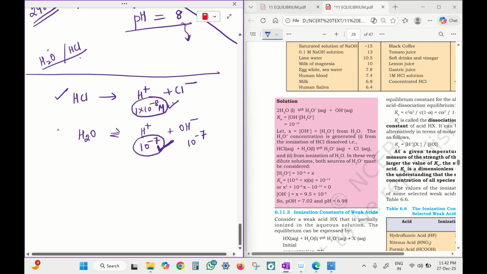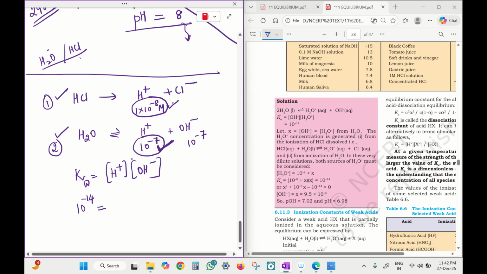Okay, there are two equations going on, and only the second equation happens to be the equilibrium. So we can write the equilibrium for this only. We can put it as H plus ion concentration into OH minus ion concentration, and since it is about water, we'll put it as Kw. And what is the Kw's value? 10 to the power minus 14.